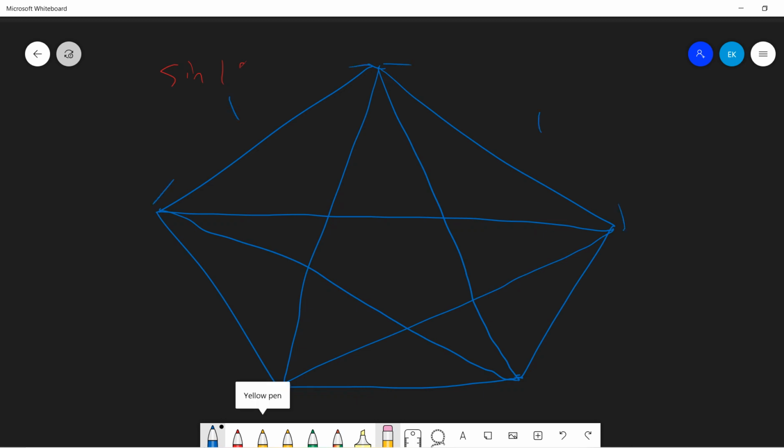Everyone knows, right, this angle is 108 degrees, and then you separate this, so these are both 36.